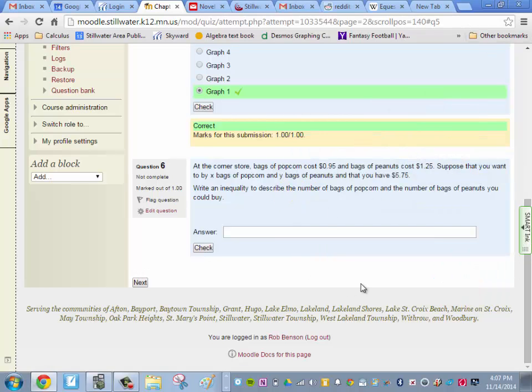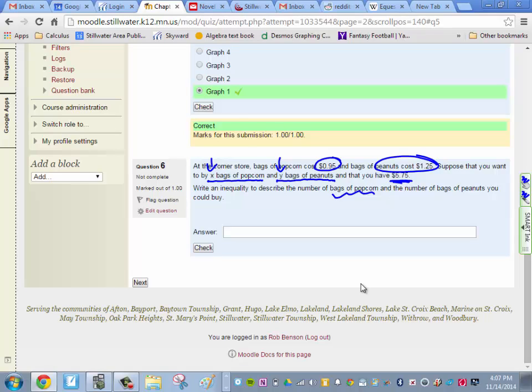Clear ink. Okay. At a corner store, a bag of popcorn costs 95 cents. That seems important. And a bag of peanuts costs $1.25. That seems important. Suppose you want to buy x bags of popcorn and y bags. Oh, so they're giving us variables here for us. That's nice of them. And y is the bag of peanuts. So we know bag of popcorn is x and bag of peanuts is y. And you only have $5.75. That's too bad. Wish you had more. Write an inequality to describe the number of bags of popcorn and peanuts you could buy.